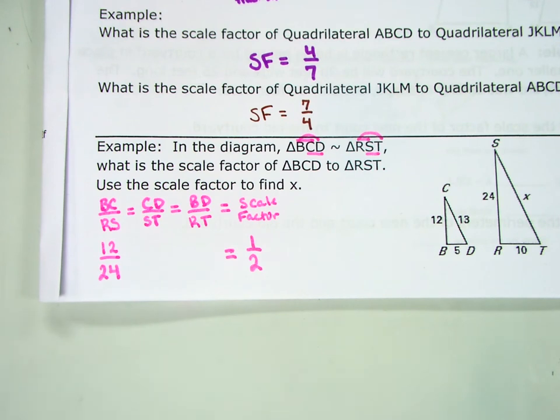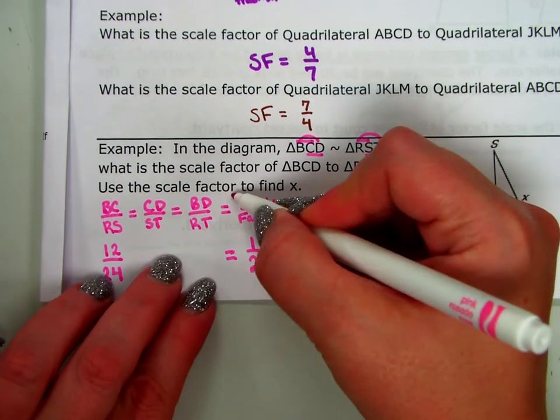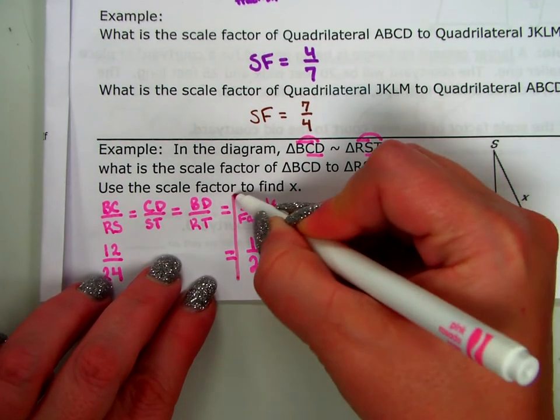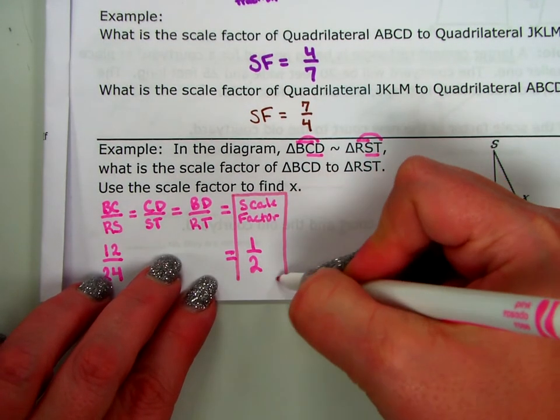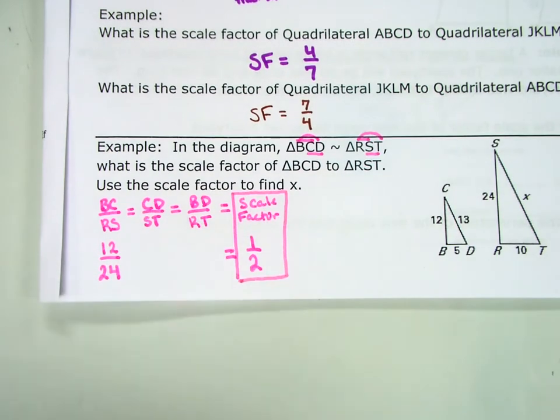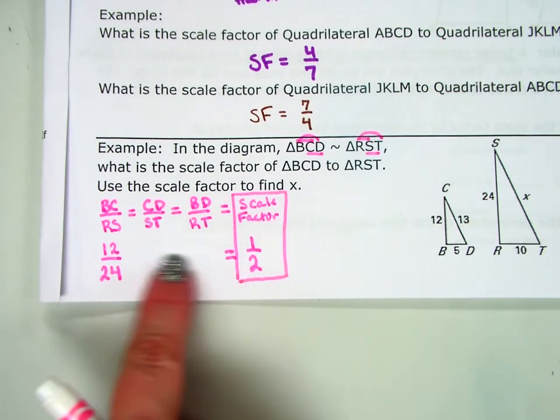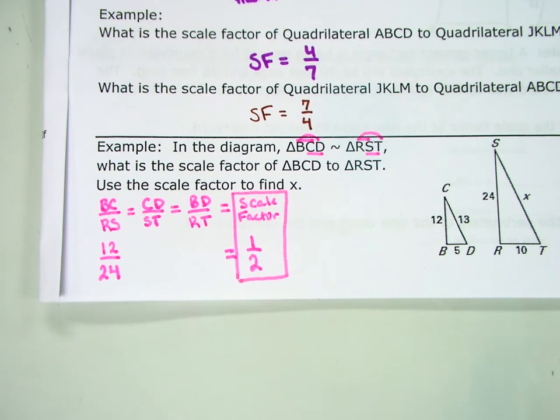Okay. So I've already answered the first part of this problem. It says find the scale factor. Already done. If this problem only asked me to find the scale factor, then I'd be done. I could move on. I don't even care about the rest of these fractions. I'm ready to go. I can move on. But unfortunately, this one does want me to find x.